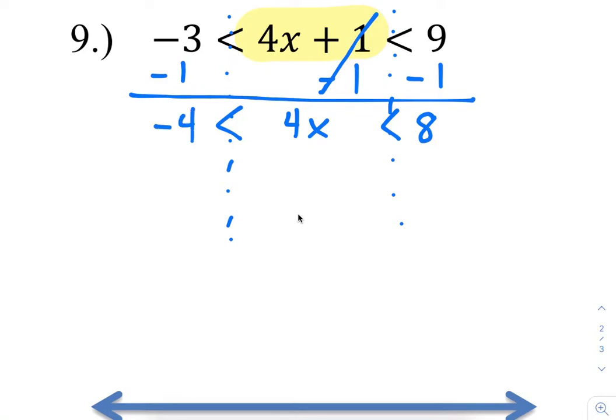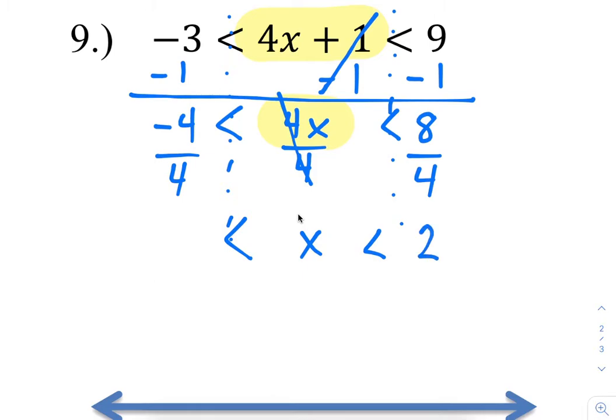Remember, you can slow this down or pause it anytime you need more time to think or write. I'm still trying to get the x alone, so who's in here with x? That's the 4. I need to divide that 4. What I do to one section, I have to do to all of my sections. My 4's eliminate. I divided by a positive, so I am not changing my symbols. 8 divided by 4 is 2. Negative 4 divided by 4 is a negative 1.